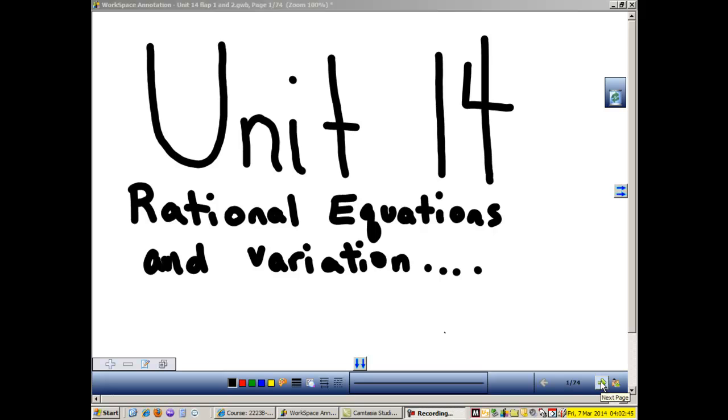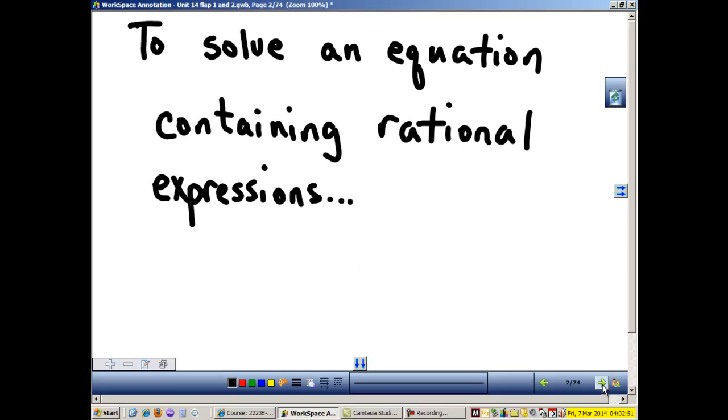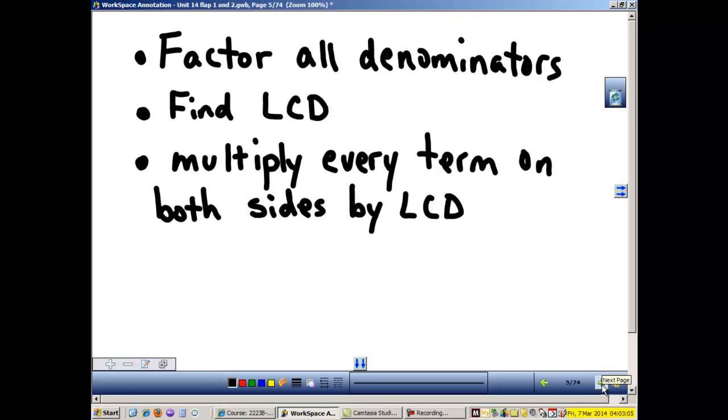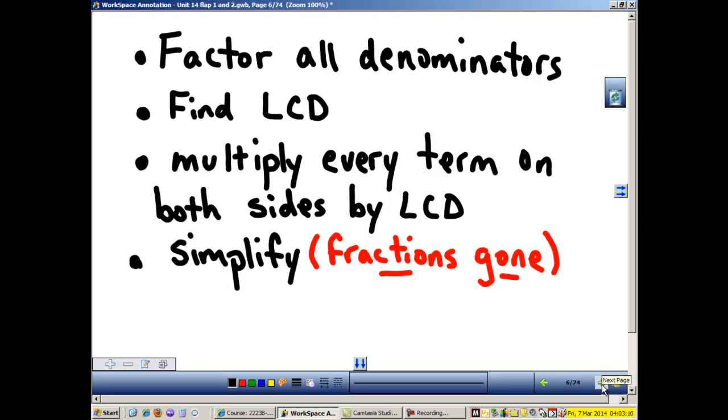We begin Unit 14, Rational Equations, with flaps 1 and 2 in our foldable. To solve an equation containing rational expressions, factor all the denominators. Find the LCD, least common denominator. Multiply every term on both sides by the LCD.